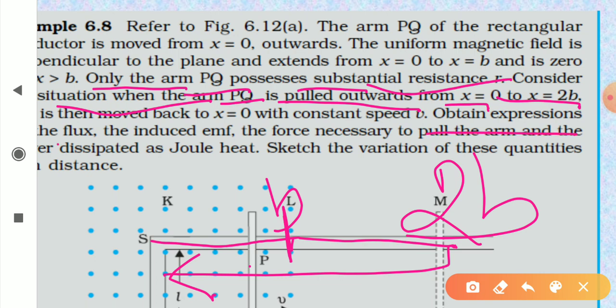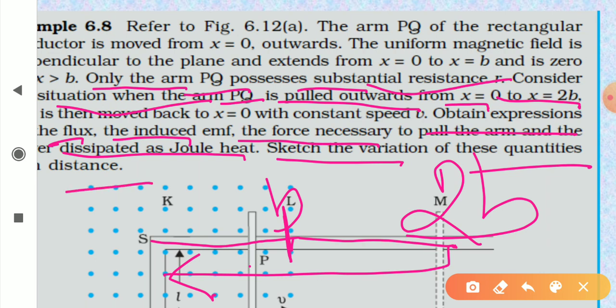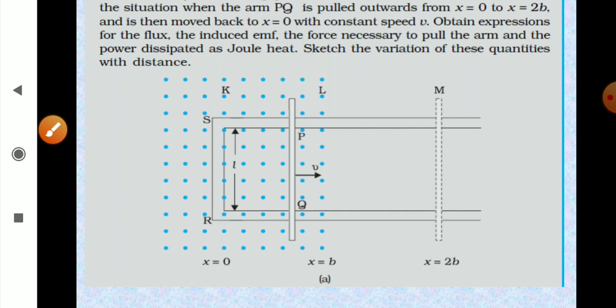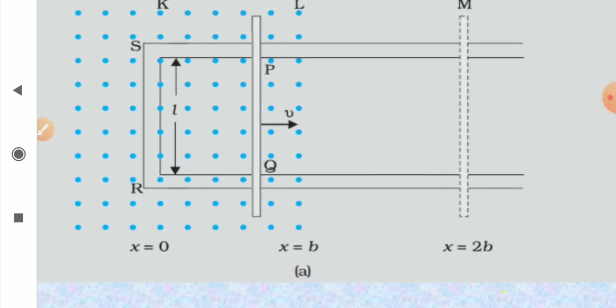Obtain expression for the flux, the induced EMF, the force necessary to pull the arm, and the power dissipated as joule heat. Sketch the variation of these quantities with distance. Okay, so let us try to understand the question once again.